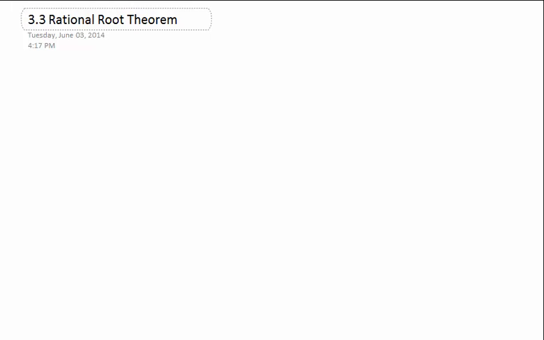Section 3.3 takes a look at what I think is one of the neatest theorems in all of pre-calculus, and that's the rational root theorem. Basically, this rational root theorem is a way to help us factor polynomials that are 5th, 6th, 7th, 8th power quite quickly, almost in a way that guides our guess and check to find all the rational roots of a polynomial.